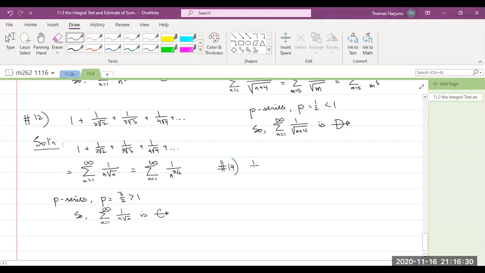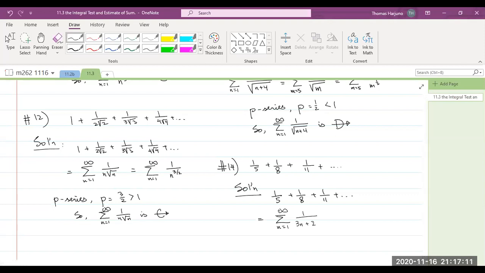We have 1 over 5 plus 1 over 8 plus 1 over 11 and on. Then you argue this 1 over 5 plus 1 over 8 plus 1 over 11 and on in summation notation looks like what? You keep on adding 3 on the denominator, right? So that will be 3n plus 2. You see that? When n equals 1, the denominator is 5. When n equals 2, the denominator is 8.